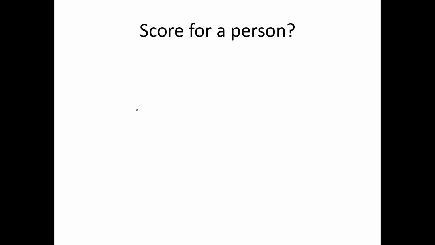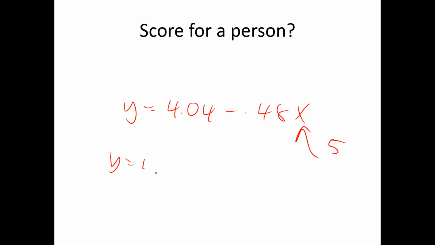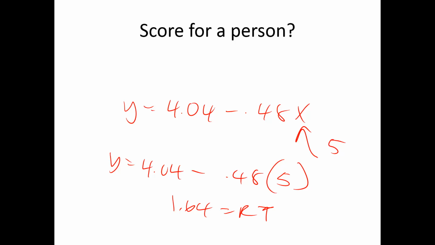So score for a person who rates familiarity as 5. That's going to be here, so I'm going to fill in 5. So y equals 4.04 minus 0.48 times a fairly familiar word. If you do all of that out, it's 1.64. That's a response time, so the response time is 1.64 seconds, which is pretty quick.